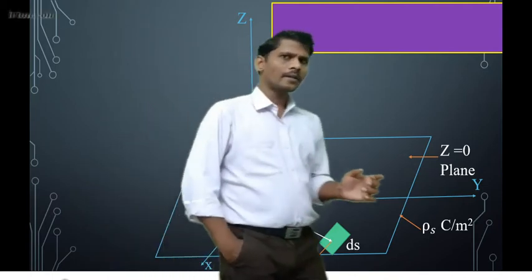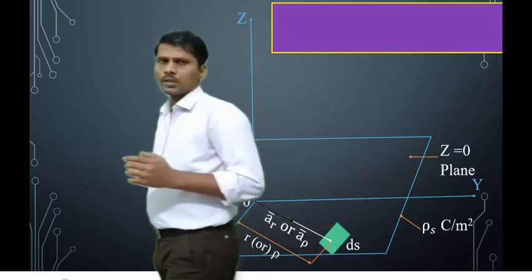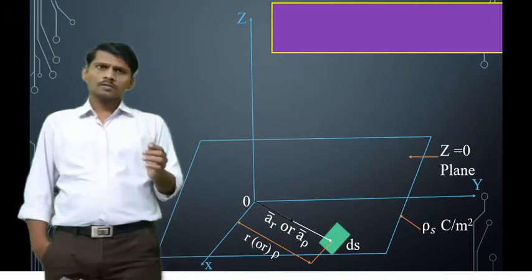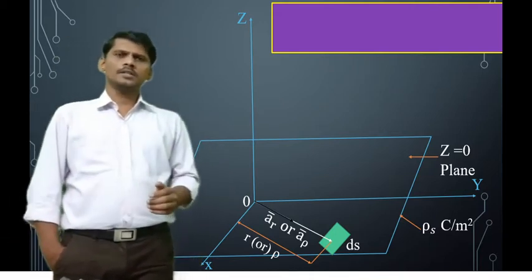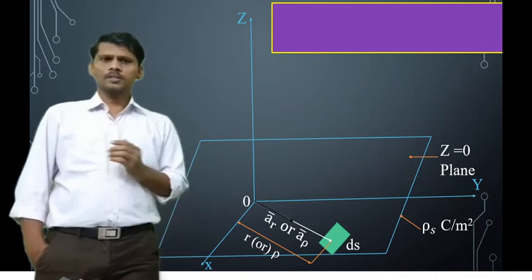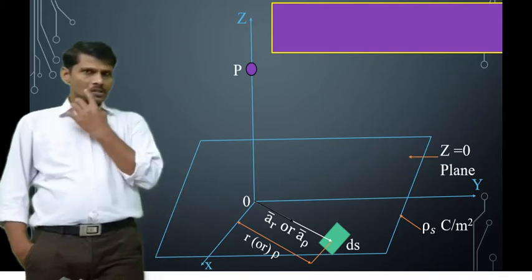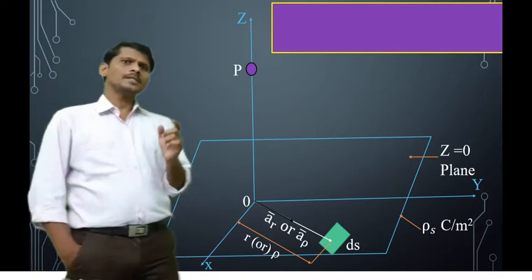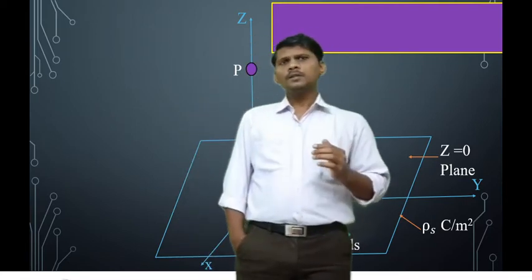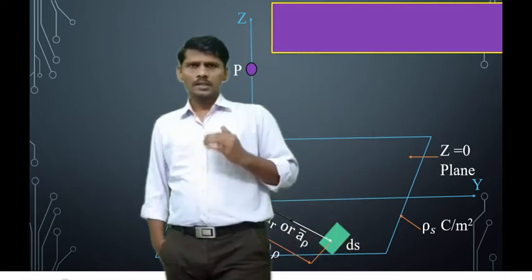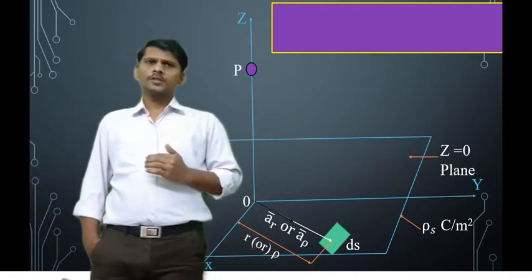The distance from the origin to the elementary surface sheet is small r, or rho, meters. Along this direction the unit vector is a suffix rho bar, or a suffix r bar. Now find the electric field intensity at point P. Point P is considered on the z-axis, perpendicular to the infinite sheet of charge, so calculate the electric field intensity perpendicular to the infinite sheet of charge.